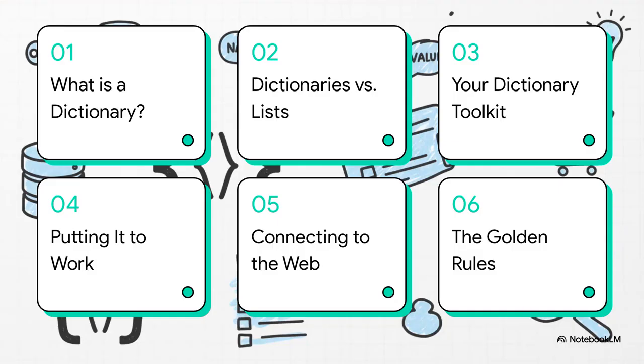So, here's our game plan. We'll kick things off at the basics, what is this thing? Then, we'll see how it stacks up against lists. After that, we'll open up the toolkit, build a quick little app, and then, this is the cool part, we'll connect it all to the web. We'll wrap up with a couple of golden rules you've got to remember.